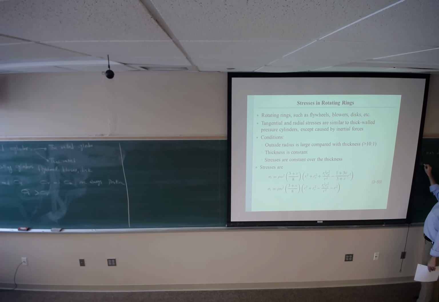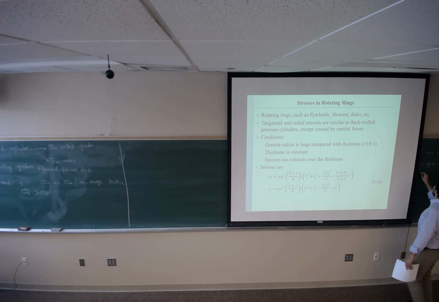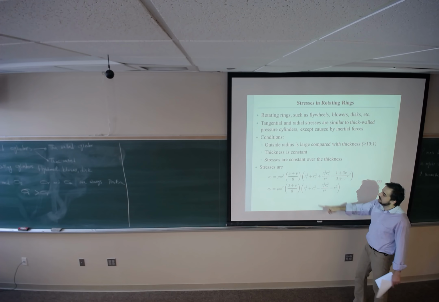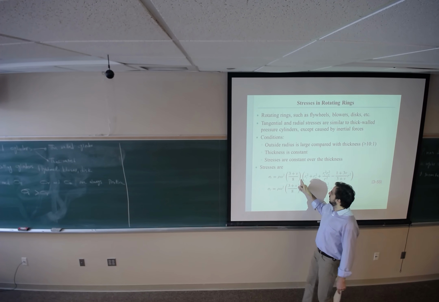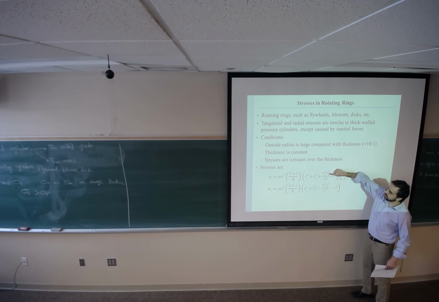Omega is angular speed. The unit is radian per second, so no other unit should be used here. Mu is the Poisson ratio for the material. Whatever the material is, it's a property of that material. Ri is the inner radius, Ro is the outer radius. We have the terms right here.